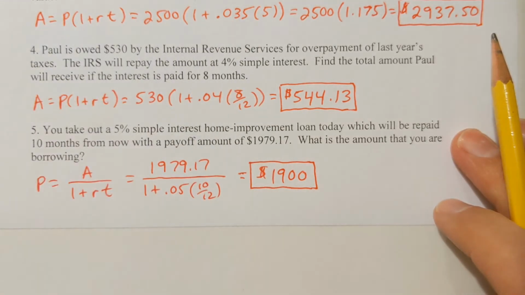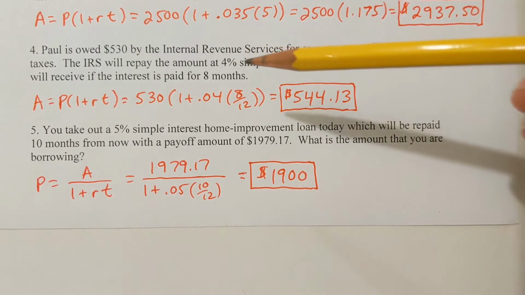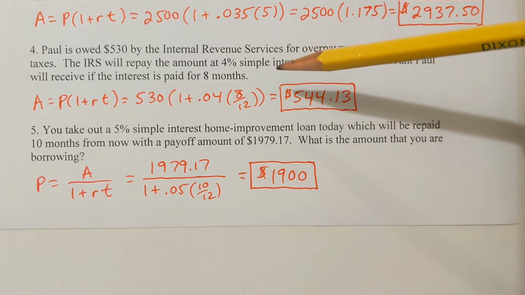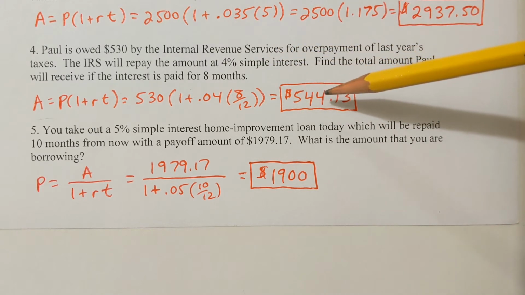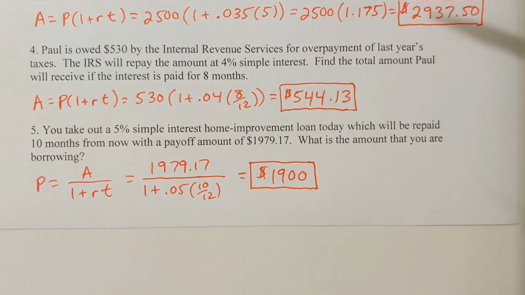Okay, find the total amount that Paul will receive if the interest is paid for 8 months. So he's going to receive this amount back then, rather than the $530.